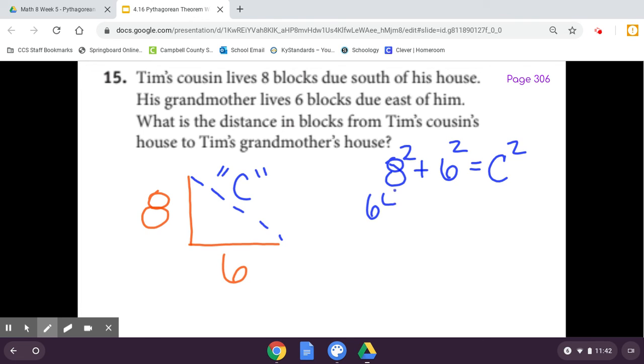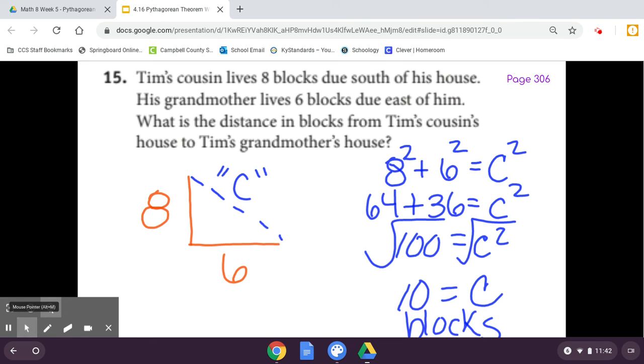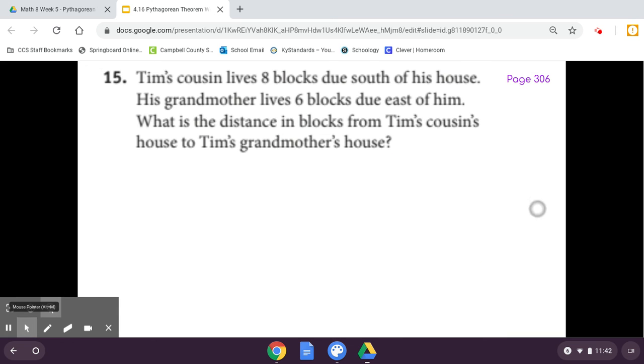So we have 64 plus 36 equals c squared. When you add those, you get 100, square root on both sides, and we get 10 blocks. All right, so you should be able to do this pretty well by now.